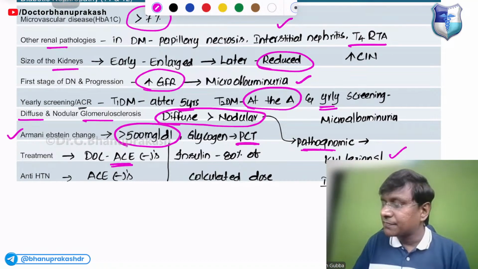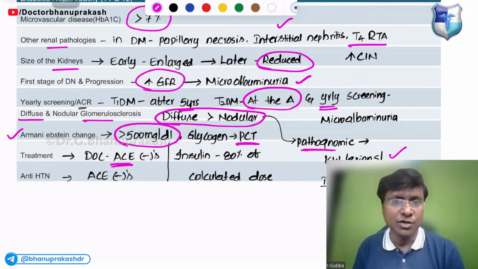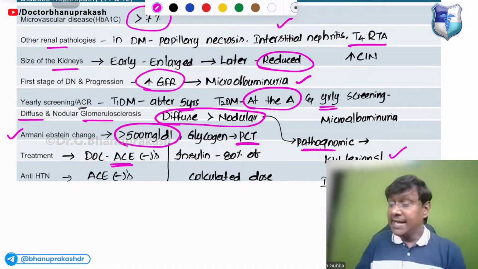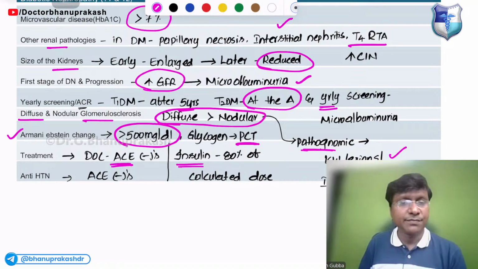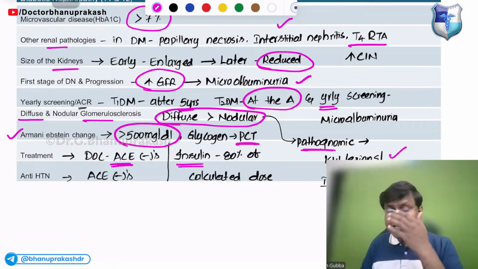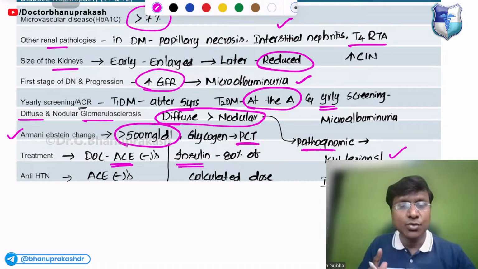Now, in case of diabetics, what exactly is the drug of choice? The drug of choice will be ACE inhibitors, which will reduce the proteinuria. And in diabetics, what is the treatment that you need to give? The insulin, right? And this insulin should be given as only 80% of the calculated dose if the diabetic goes into a state of chronic kidney disease, right?